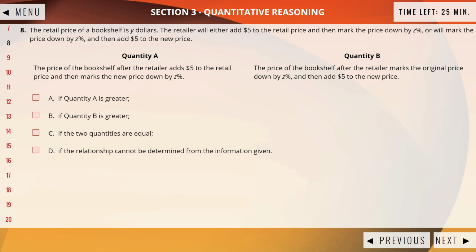So how could we ever know? For example, if Z is like 99%, basically eliminating the price, watch what happens. Okay, and say we start off at $100.